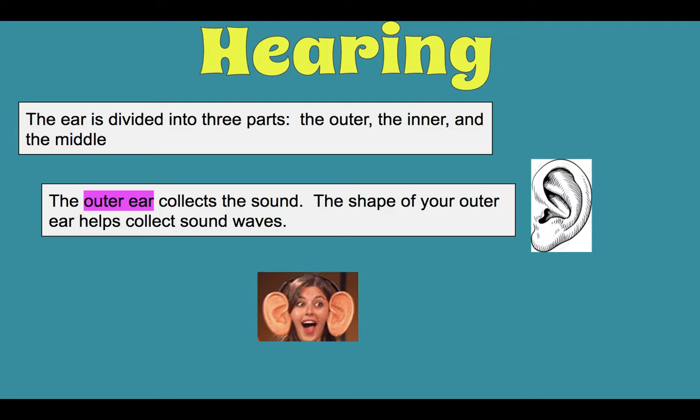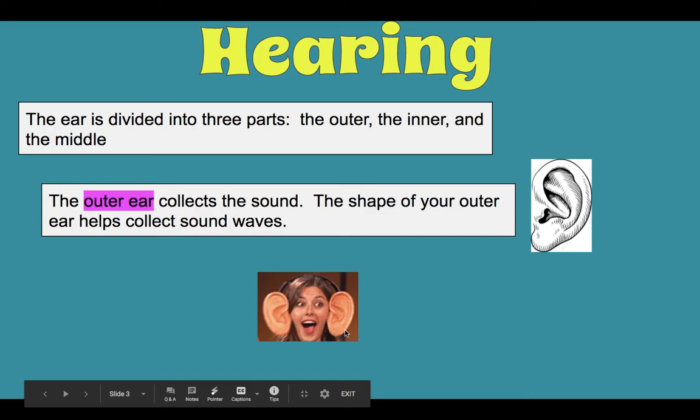So here is what it sounds like when my hands are cupped around my mouth, and then here is what it sounds like when they're not. So you can direct sound waves. The ear, the way it is shaped here, funnels the sound into your ear.